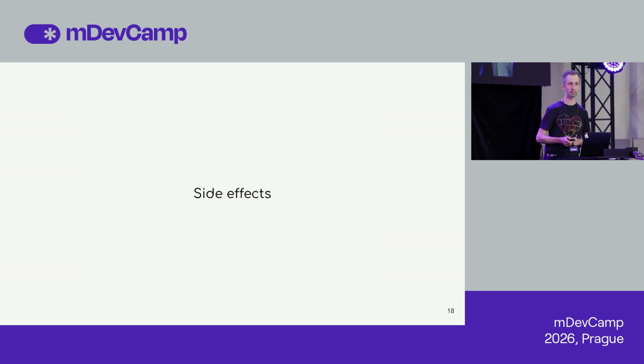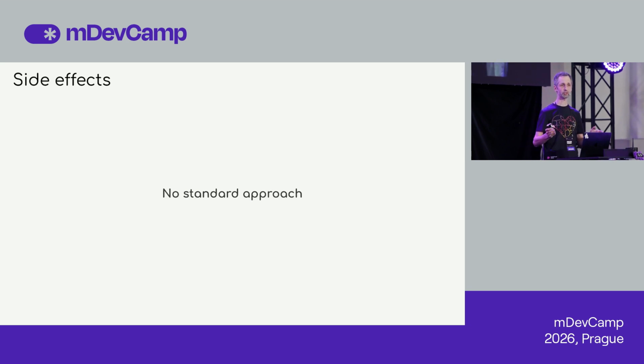But in a real app, there are also side effects. What about side effects? There is no standard approach in MVI. Every library handles side effects on its own. But as a general rule, side effects happen outside of the reducer. The reducer is a pure function. You can do whatever you want outside.